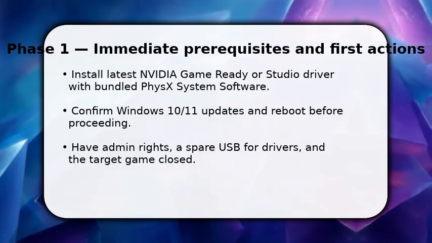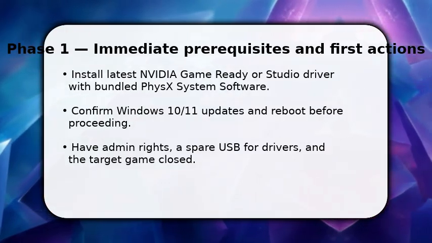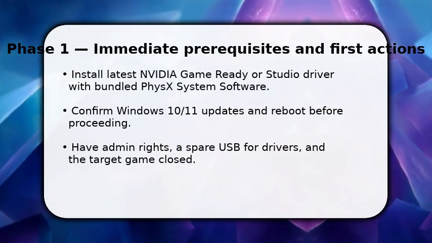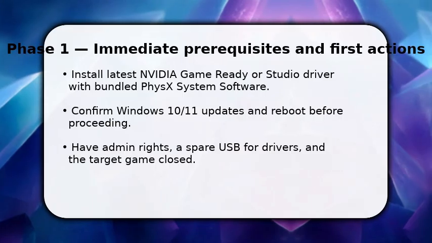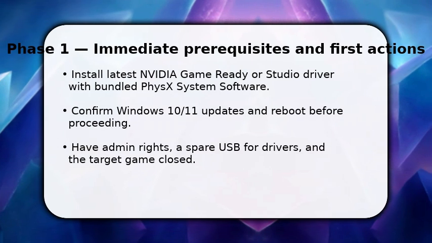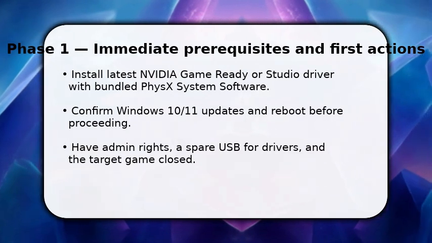Open Nvidia Control Panel as administrator. This is where you explicitly tell the system which processor handles PhysX. These first actions eliminate software conflicts and prepare your machine to switch processing from Intel to Nvidia cleanly.